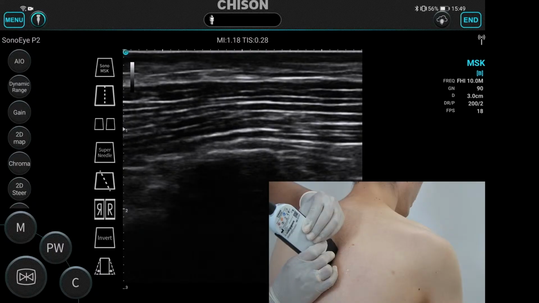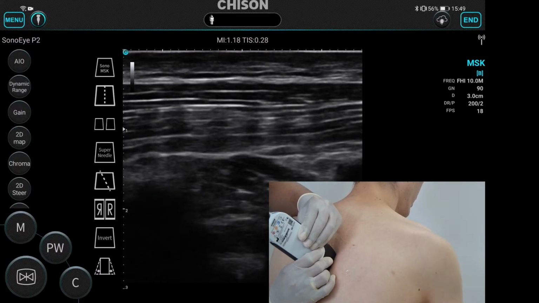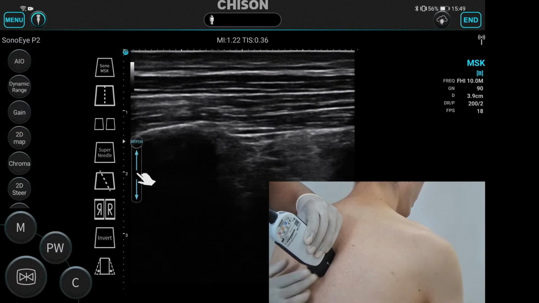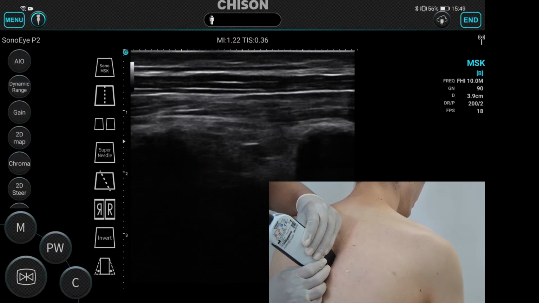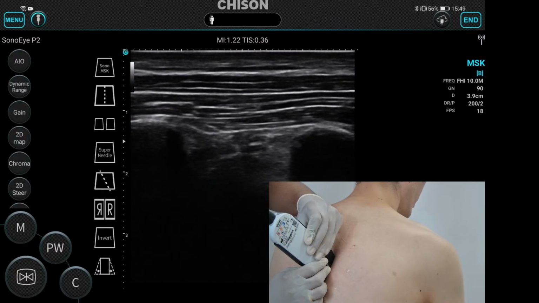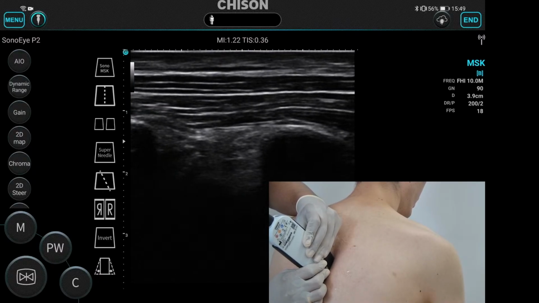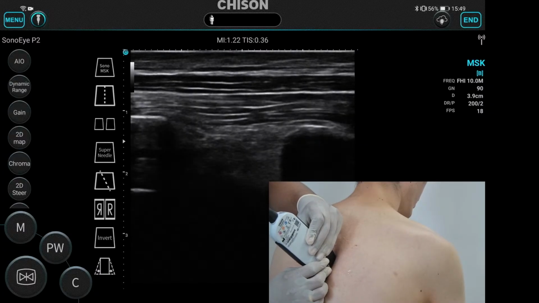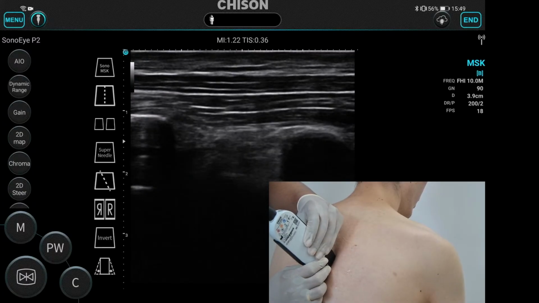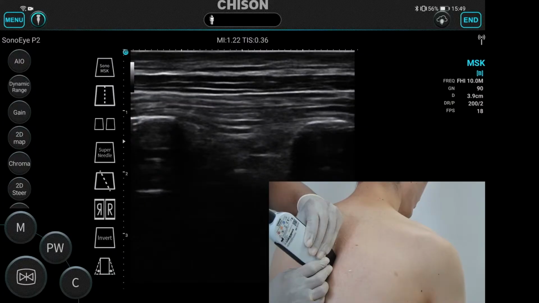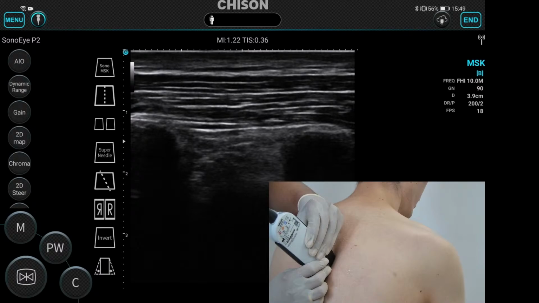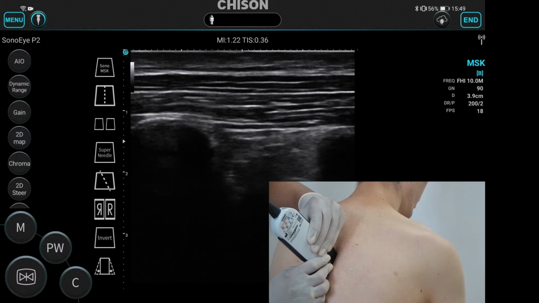Bring your transducer a little bit, so that you can see two transverse processes in one window, and then just on top of the transverse process you can clearly make your intervention. You see, very good. So this is the erector spinae plane block.